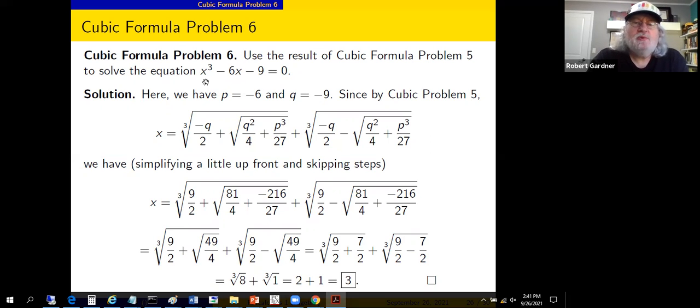See, 3 cubed is 27. Minus 6 times 3 would be 18, minus 9. 27 minus 18 minus 9, that's 0. So it worked. So there's an illustration of using the cubic formula. You got any other bright ideas of how you might solve this?